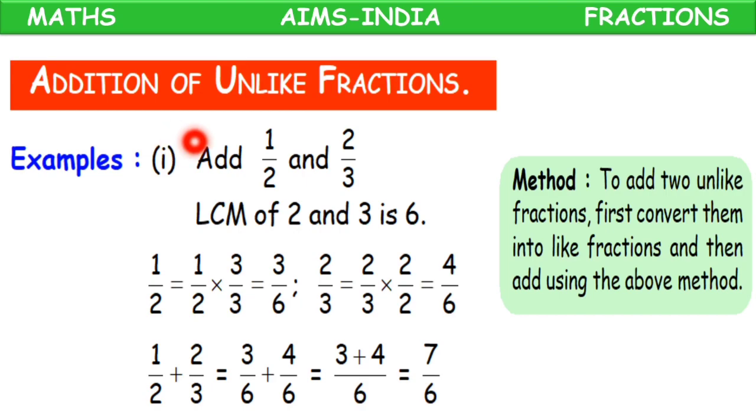Next, moving on to addition of unlike fractions. Now we have 1 by 2 and 2 by 3. Here both the fractions are unlike fractions. Now how to add them?